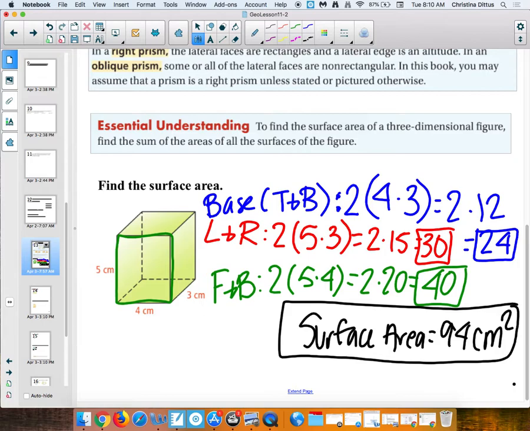You don't have to do the top, bottom, left, right, front, back. That's what I think makes it easiest. But you can find something that works for you, I guess. Okay. Questions there?